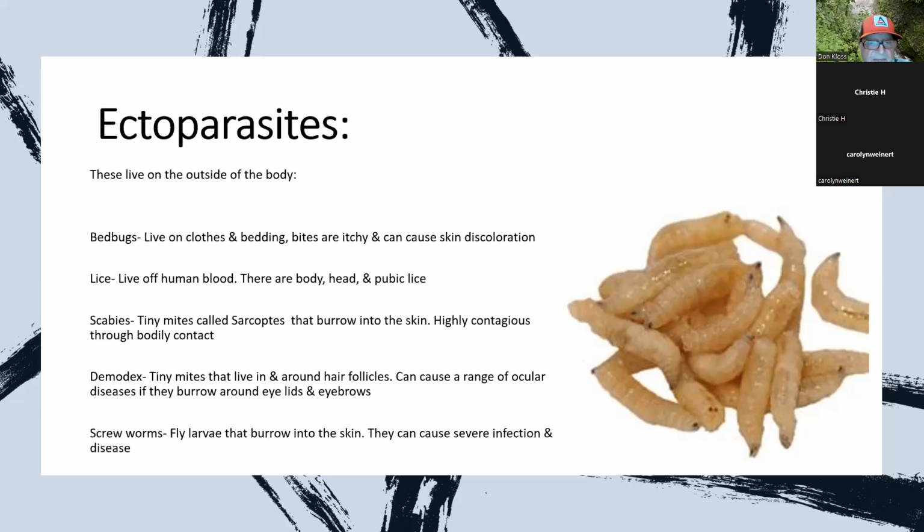And then, not so well known in this group, is Demodex. These are tiny mites that live in and around hair follicles. They can cause a range of ocular diseases if they burrow around eyelids and eyebrows, which is typically where they like to be. And then finally, screwworms. Screwworms are fly larvae that burrow into the skin, and they can cause severe infection and disease. Our common name for this is maggots, and yes, it can happen.